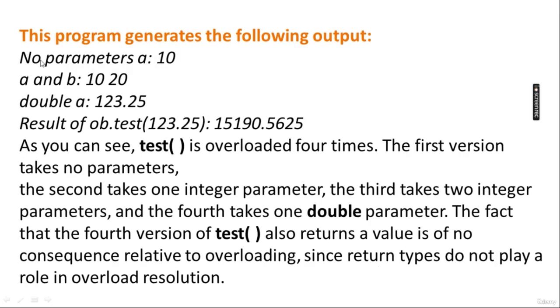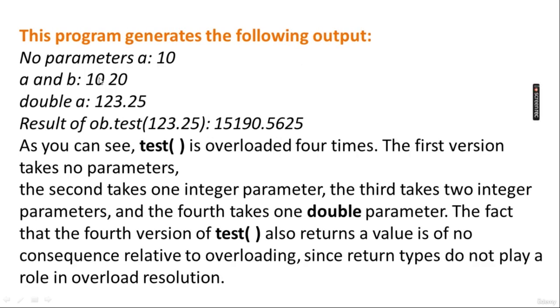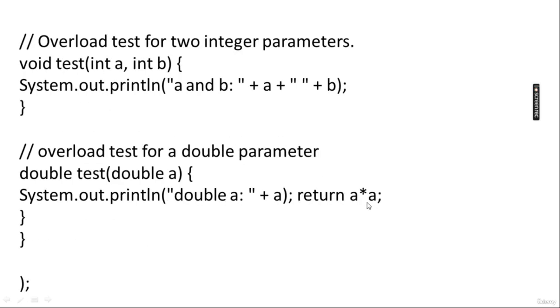So this is the output of this program. First, "No parameters" is displayed. Then "a is 10" is displayed. Then "a and b: 10 20" is displayed. And for the double result, the call with 123.25 gives 123.25 into 123.25, so here the result is 15190.562. This is the method that returns a into a.